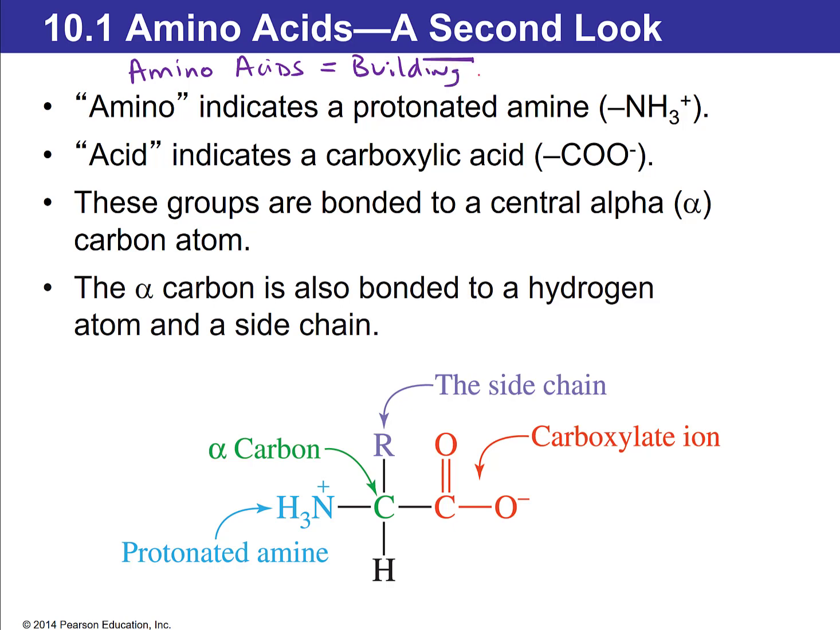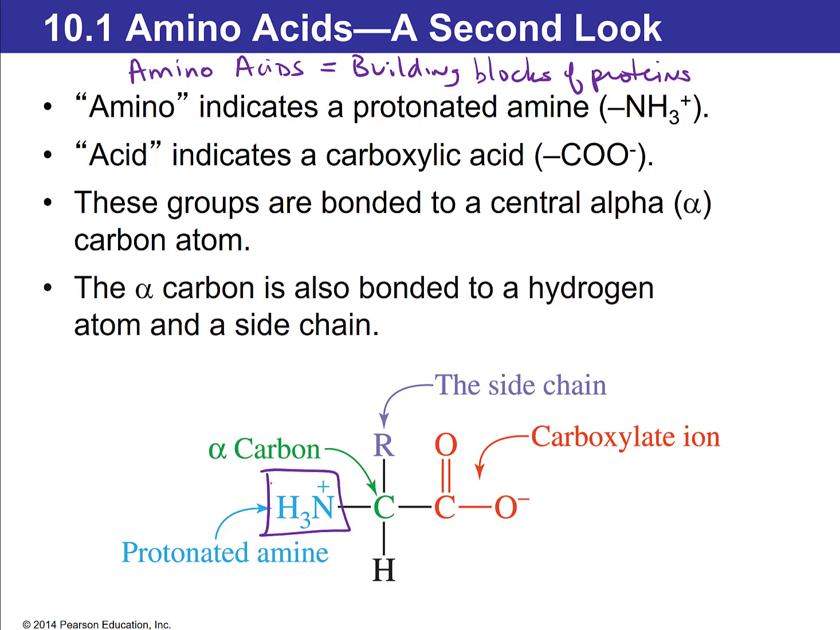So these are the building blocks of proteins. And their name comes from the amino and the acid. So remember, anything that's amines or amides, they always have what? Remember that in the functional groups? Amines, they have what atom in them? Nitrogen. That nitrogen. And so that's the amine side.